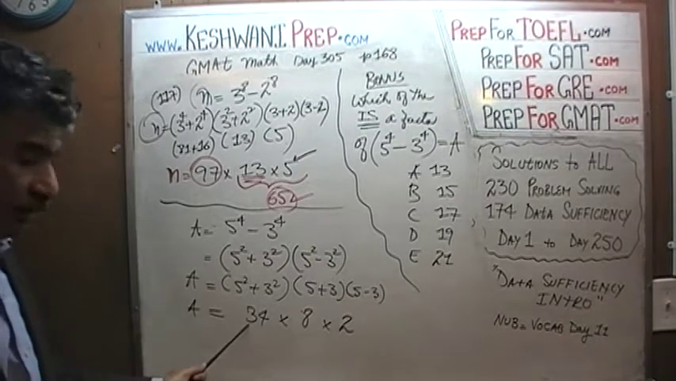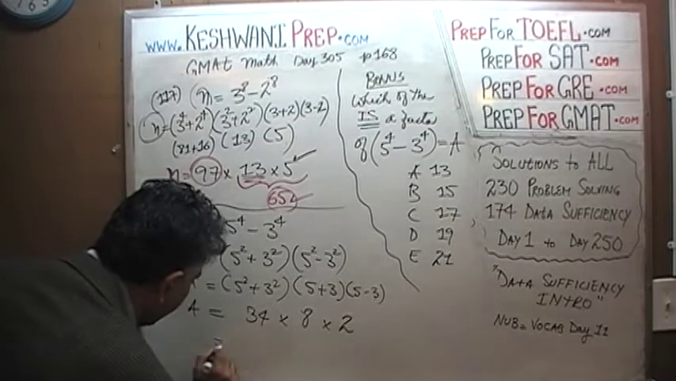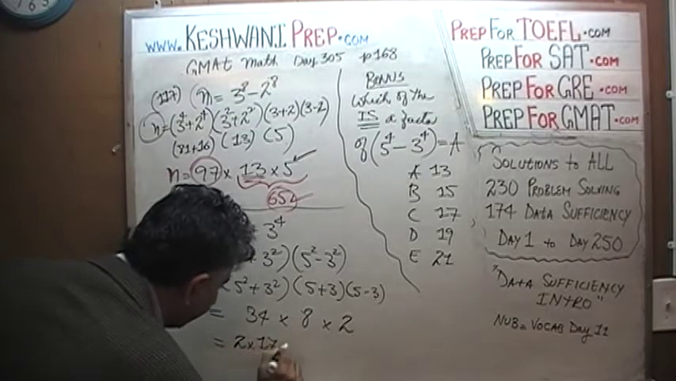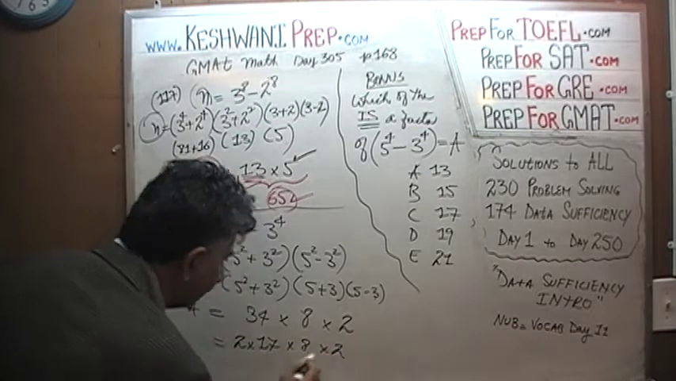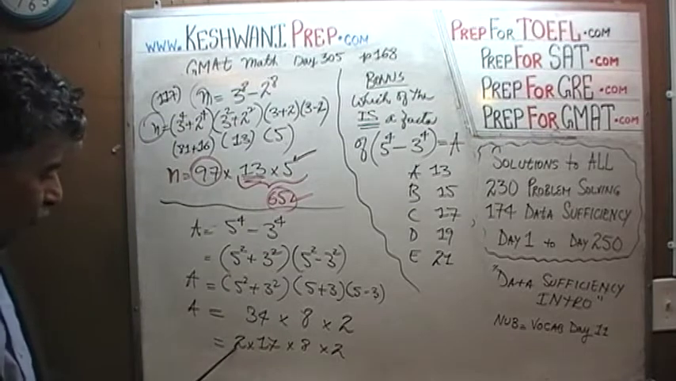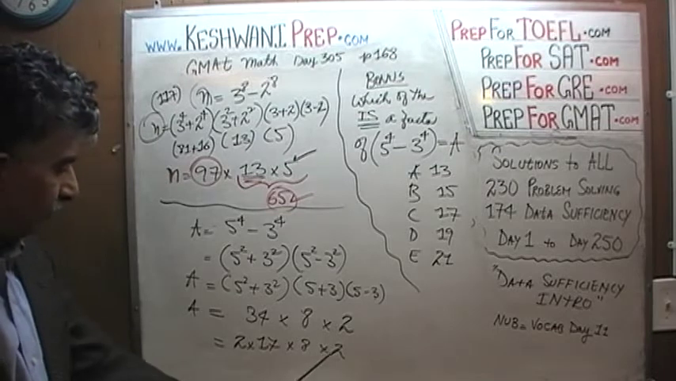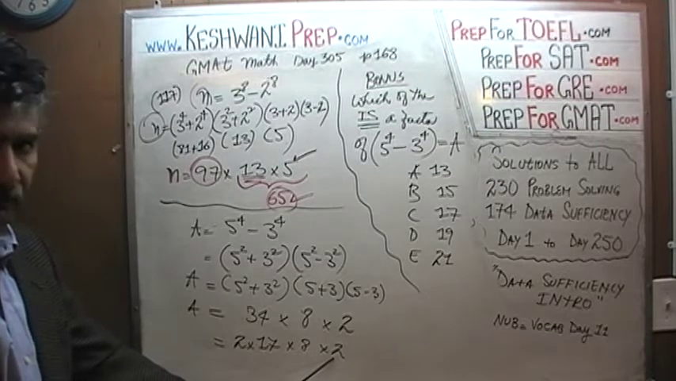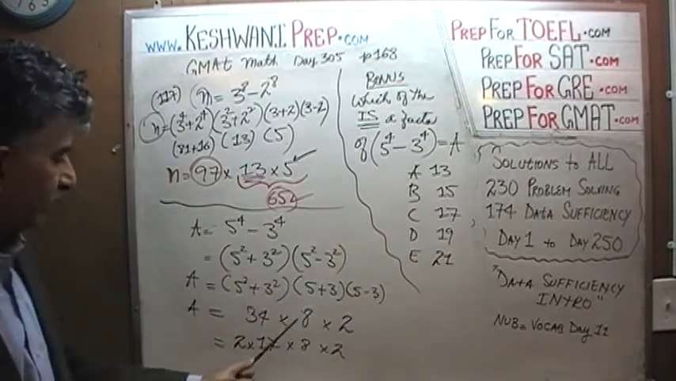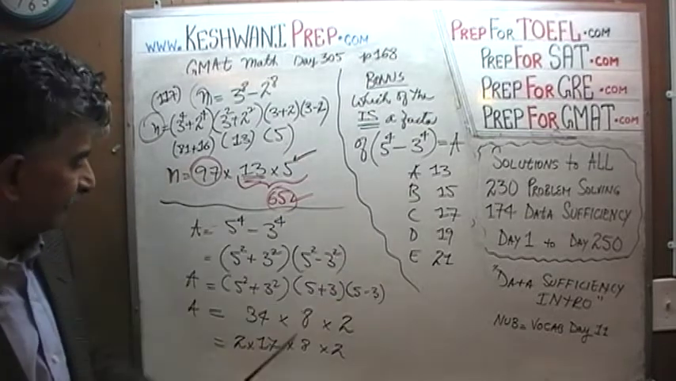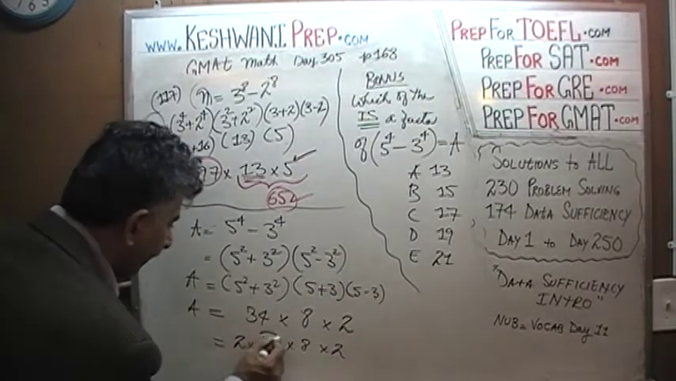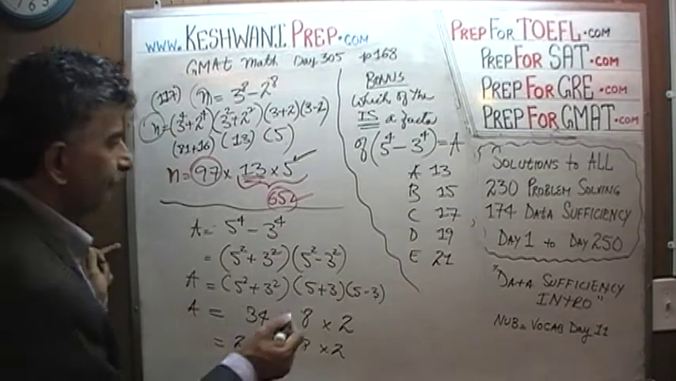Aha! This 34 can very easily be written as 2 times 17 times 8 times 2. Which means 2 is a factor of A. 2 times 4, 8 is a factor of A, 2 times 2 is 4, 4 is a factor of A. 4 is not here, 2 is not here, 8 is not here, but 17 is. Voila.